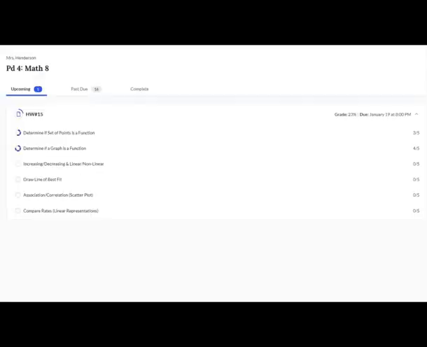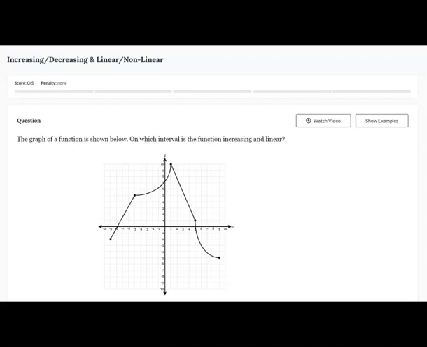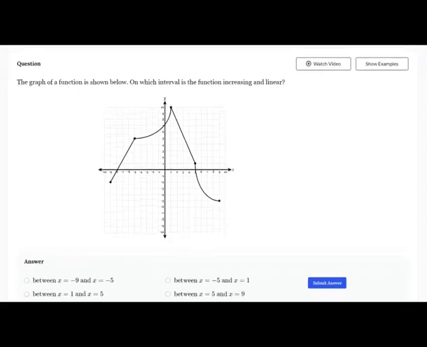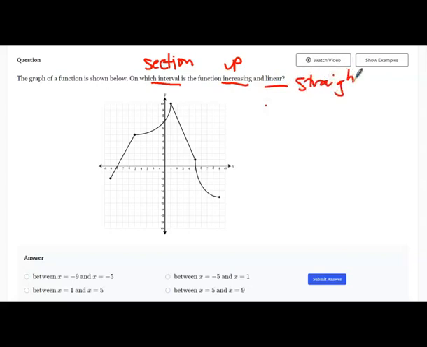Let's take a look at the third topic. Increasing or decreasing, linear or nonlinear. This question asks, on the graph below, which interval, that means which section of the graph, is both increasing, that means it's moving upwards, and linear, which means it's straight, not curved at all.